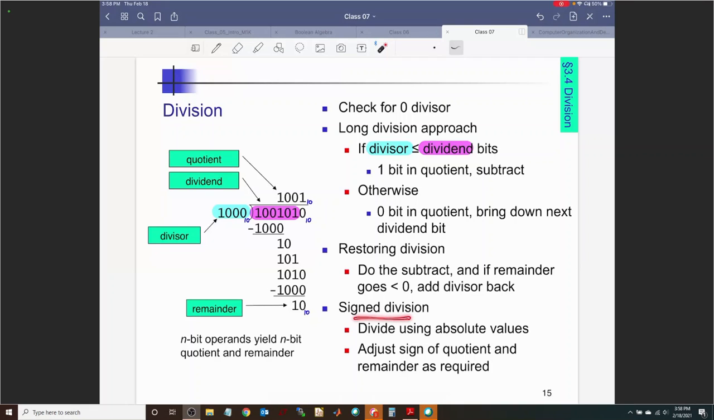For signed division, just as in the case of signed multiplication, we did it for the absolute values, and then we adjust the sign of the quotient and the remainder as required. That's going to be later, based on the sign of the operands. In this case, an n-bit operand yields an n-bit quotient and remainder.